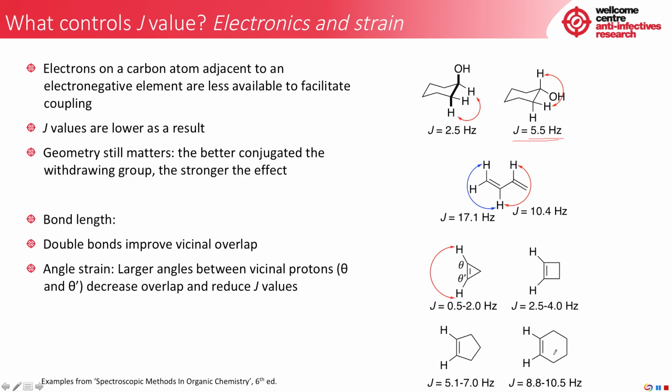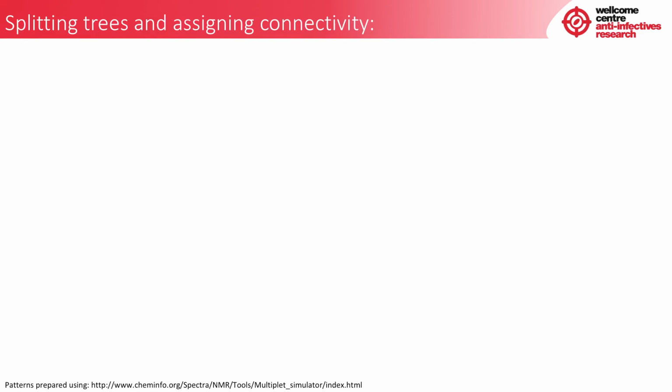Now that we have looked at both intensities and J values with regard to the information they give us and how they inform us about the connectivity of our molecule, I'd like to introduce a formalism which is generally very useful, and this is the splitting tree. So the idea is that we mark the lines in our signal and we measure the gaps between them.